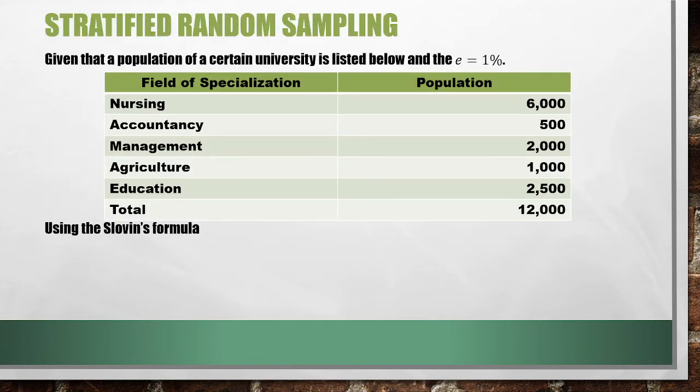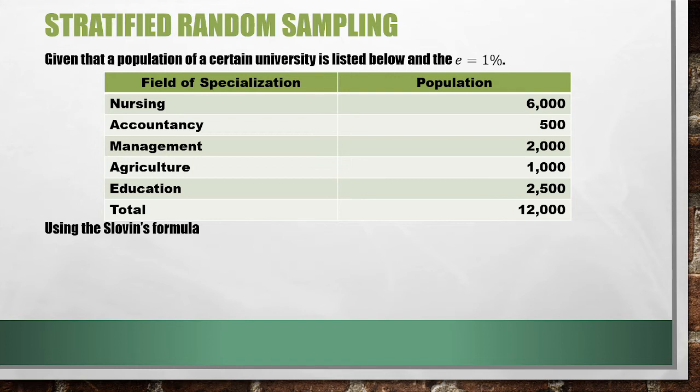So, say we have here a given population of a certain university listed below, and the margin of error is 1%. So, we have here nursing, which has 6,000 students. Accountancy has 500. Management has 2,000. Agri, 1,000. Education is 2,500, which has a total of 12,000.